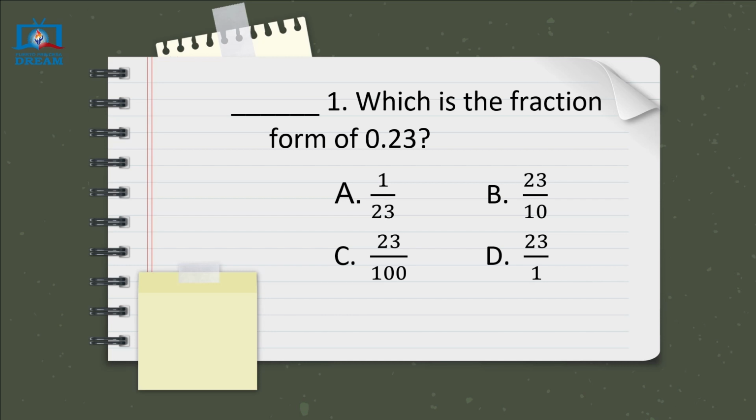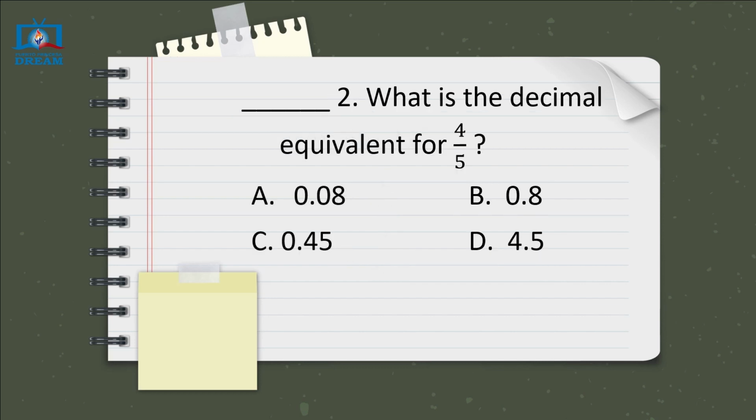A. 1 over 23. B. 23 over 10. C. 23 over 100. D. 23 over 1. Number 2. What is the decimal equivalent for 4/5? A. 0.08. B. 0.8. C. 0.45. D. 4.5.